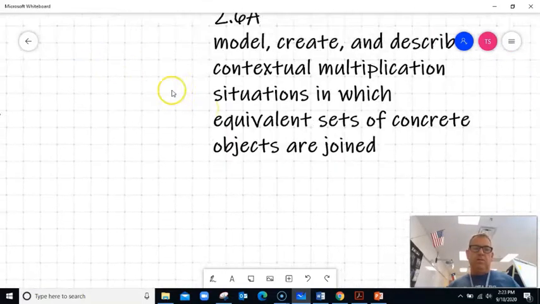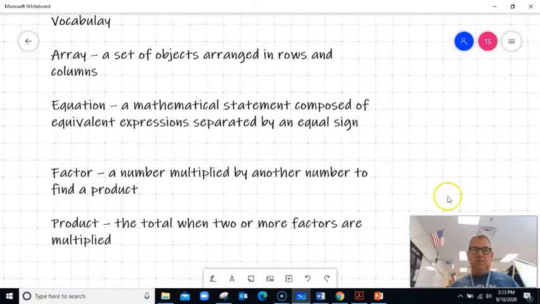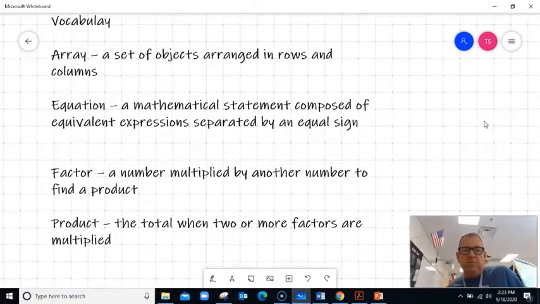We'll go over here and look at some of our vocabulary that we need on this lesson. And the first one is array. What is an array? It's a set of objects arranged in rows and columns. Equation, a mathematical statement composed of equivalent expressions separated by an equal sign. Factor, a number multiplied by another number to find a product. And product, the total when two or more factors are multiplied together. So the product is basically the answer to the multiplication problem. The factors are the two numbers that we put together to make a multiplication problem.